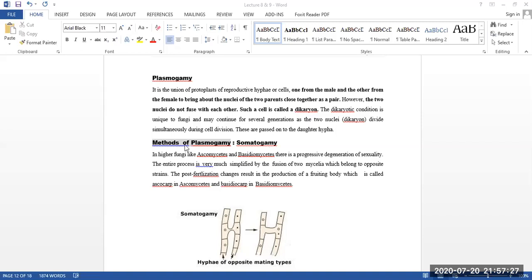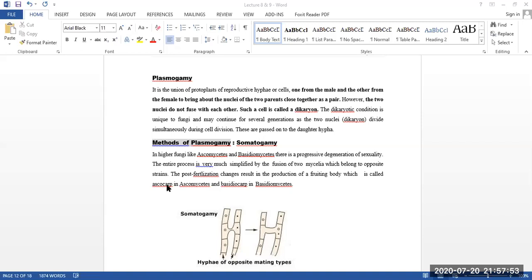This dikaryotic condition can last longer sometimes. The fungus will stay in this dikaryotic position for a long time. But if it gets favorable conditions, then this dikaryotic fungus will go through further division, and they pass their nuclei to the daughter hyphae.